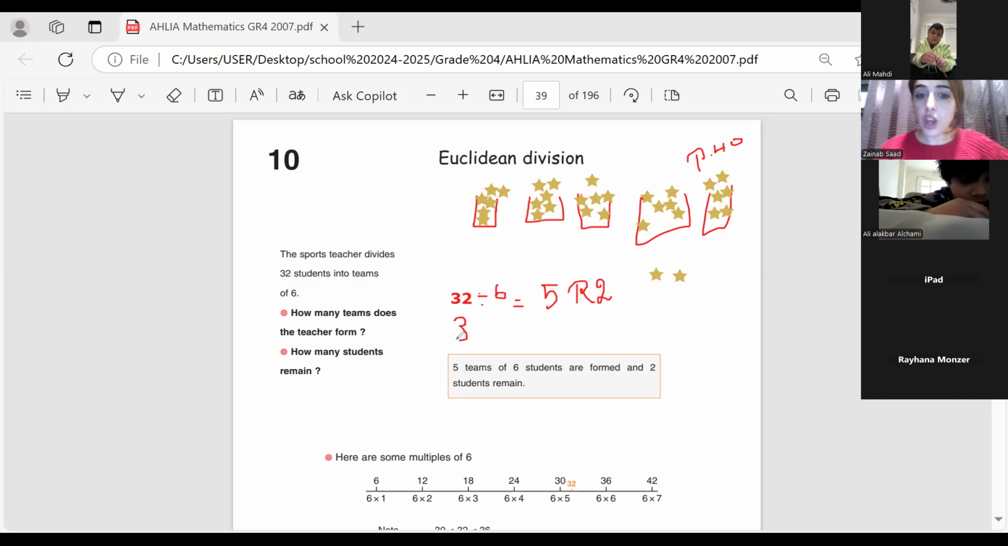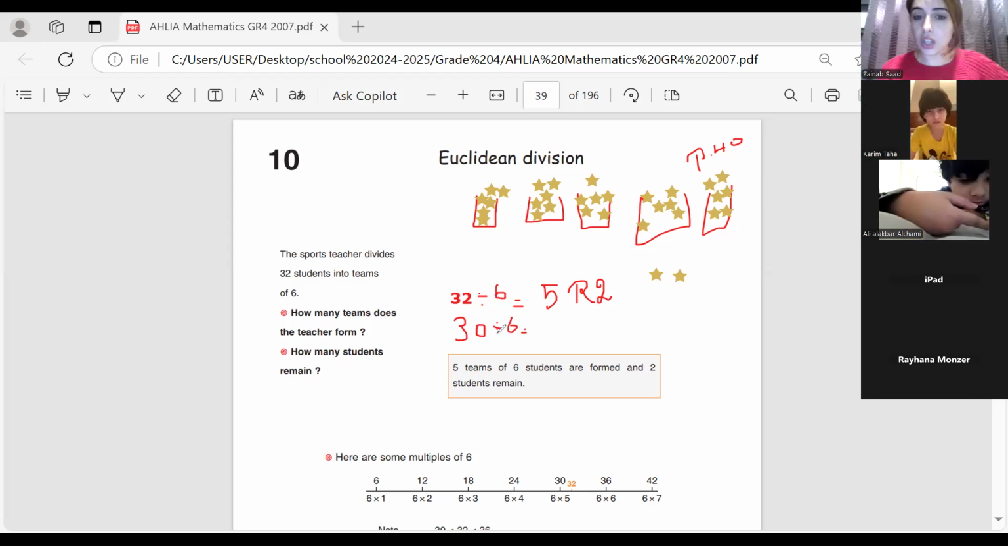While if we have 30 divided by 6, because we can find the 30 in the multiplication table of 6, it's going to give us only 5 and remainder 0. We won't have anything left. We could divide the 30 exactly the same, 5, 5, 5, 5. Okay? So here we have 5 teams only, and we can't put in more teams. That's why we still have 2 students as a remainder. So 5 teams of 6 students are formed and 2 students remain. So we still have 2 students that don't have a space.